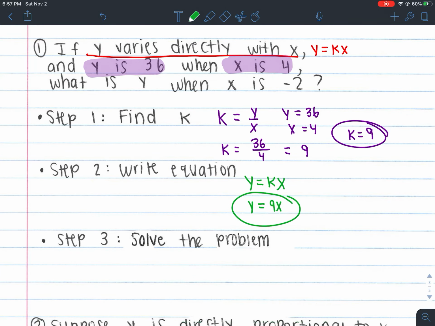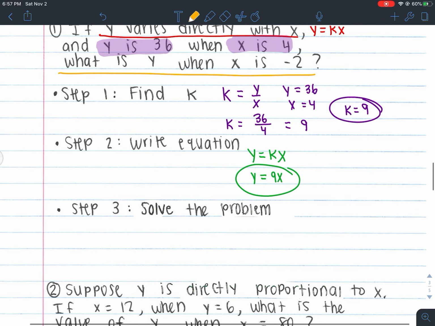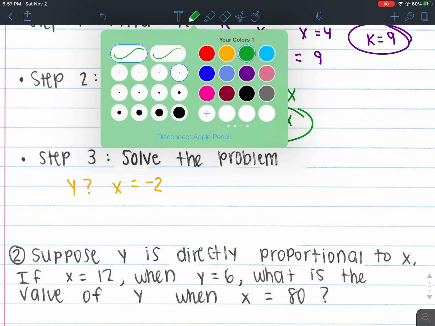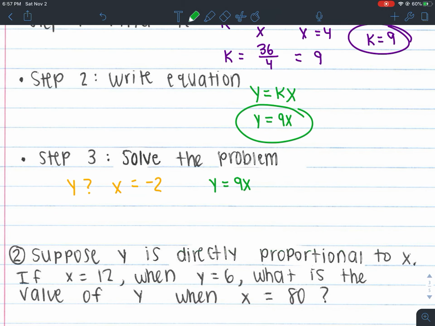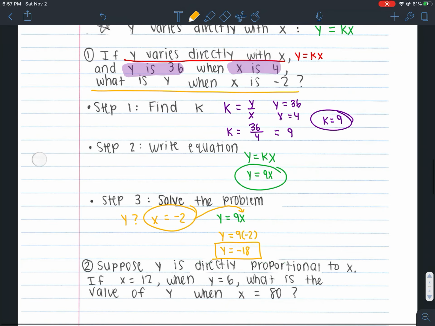So the first step, you find k. The second step, you write the equation. The third step is you're going to solve the problem. The problem is, what is y when x is negative 2? So it says y question mark when x equals negative 2. It wants to know what the y is because we don't know what y is, and it tells us that x is negative 2. So using our equation that we just had, what information can we plug in? Well, I know that x equals negative 2, so let's plug that in. y equals 9 times negative 2, so y equals negative 18. That's the answer to the problem, okay?